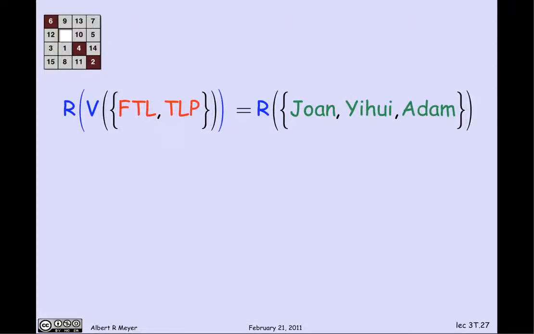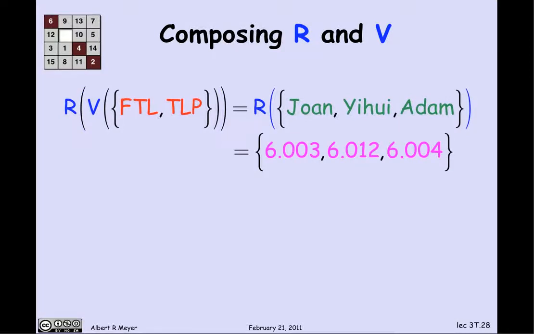If I now apply R to Joan and Ihui and Adam, what I'm getting is the subjects that they're registered for. So this is called composing R and V. I've applied V, and then I'm applying R to the result. And in this case, R of V of FTL and TLP is the same as R of Joan, Ihui, and Adam. It's the courses that any of them are taking, and it's 003, 012, and 004.